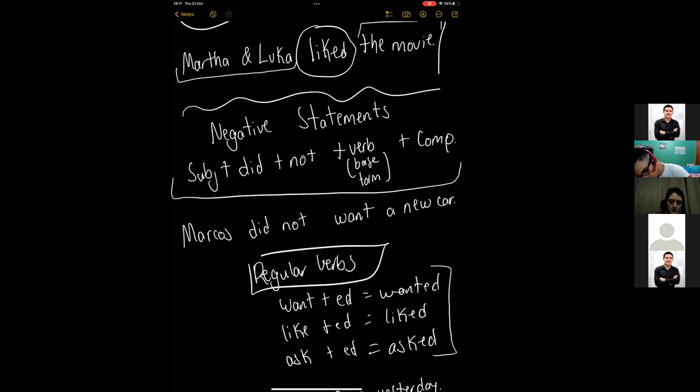Very important. Something that we said, Alina, is that for regular verbs, it is the same for every single subject. So you can say, I liked, she liked, they liked, we liked. It's not gonna vary, because in present it does. Remember that in present we say, she likes, but I like, or they like. In past, it doesn't happen. We only say wanted: I wanted, you wanted, she wanted, he wanted.